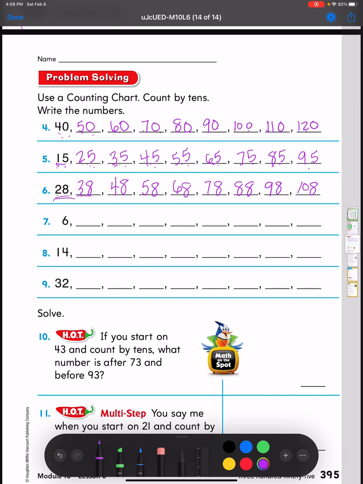So 28, 38, 48, 58, 68, 78, 88, 98, 108. My tens place is increasing each time because I'm doing 10 more.